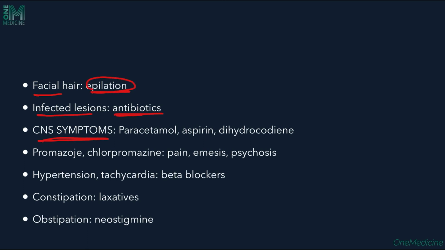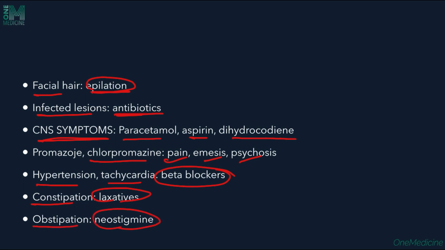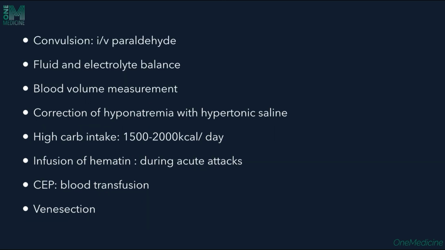For CNS symptoms, paracetamol, aspirin, dihydrocodeine can be given. Promazine, chlorpromazine can be given for pain, emesis, and psychosis. For hypertension and tachycardia, we give beta blockers. For constipation, laxatives are enough. For obstipation, neostigmine can be given. For convulsions, IV paraldehyde can be given. Fluid and electrolyte balance needs to be maintained. Blood volume needs to be maintained. Correction of hyponatremia is done with hypertonic saline.